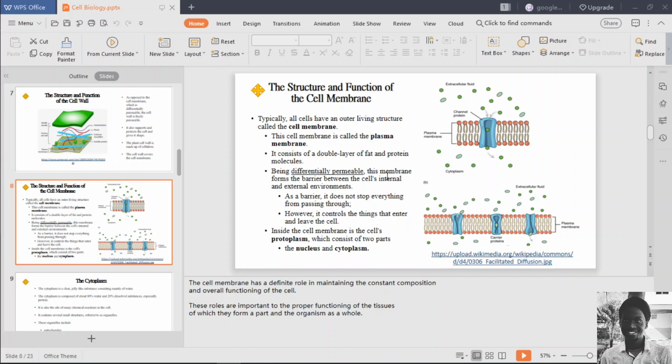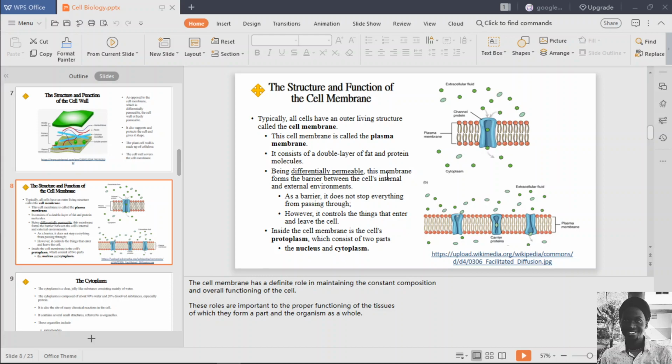It does not stop everything from passing through. However, it controls certain things from entering and leaving the cell. Only molecules of a certain size and charge can pass through. Inside the cell membrane is the cell's protoplasm. And what is the protoplasm? The protoplasm is the nucleus together with the cytoplasm. So the nucleus and the cytoplasm together make up the protoplasm.